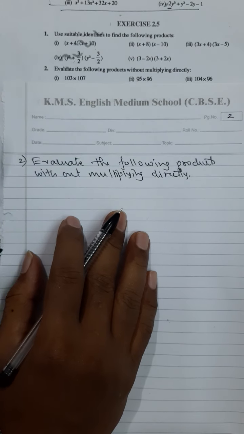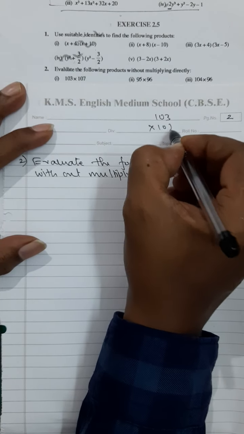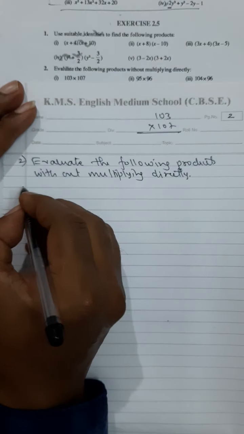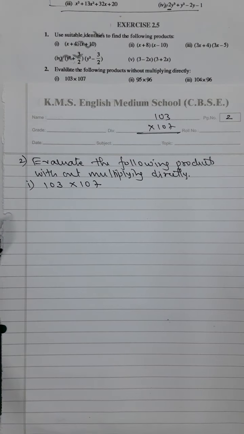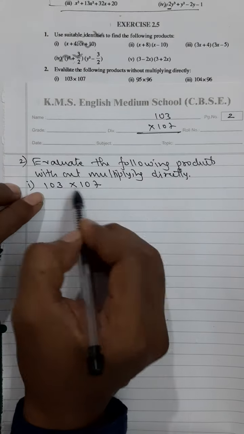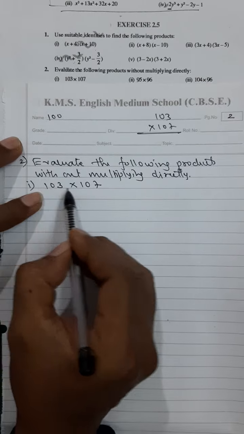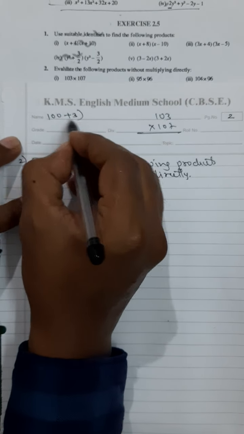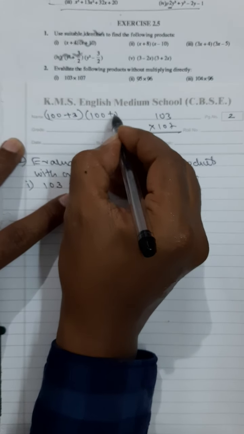Fine. So without multiplying means we are not supposed to multiply 103 into 107 like this. I am not supposed to multiply like this, and then get the answer. See, if I give it a form, which form can I go for? The nearest whole number over here is 100. 103 I can write as 100 plus 3, into 107, which I can write as 100 plus 7.